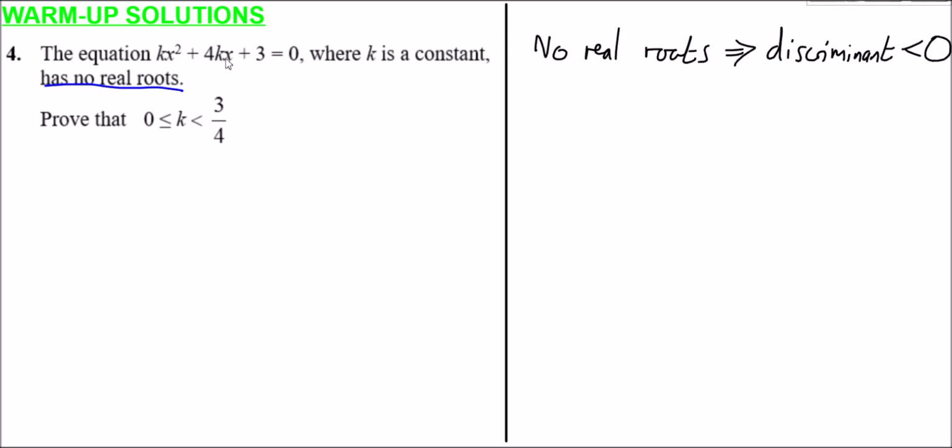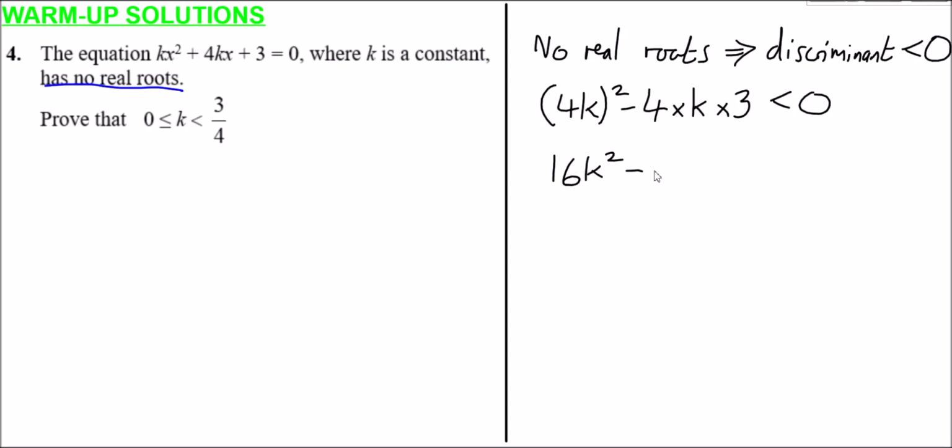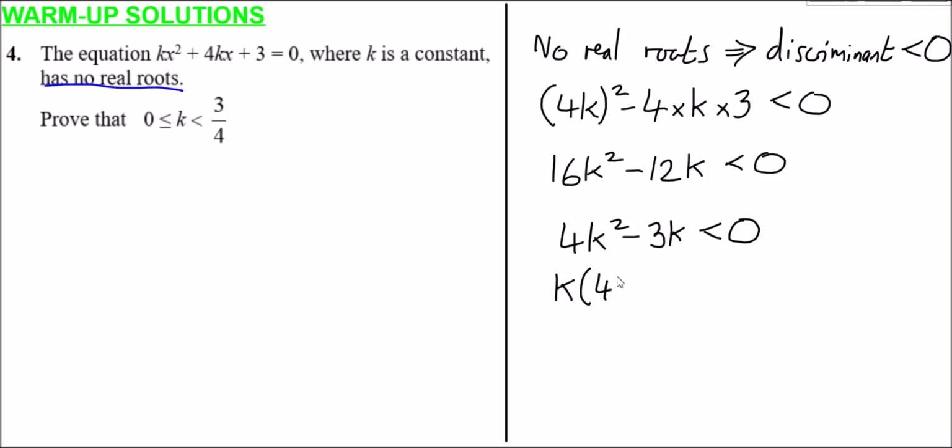And so this discriminant is going to be b squared, which in our case is (4k) all squared, minus 4 times the coefficient of x, which is k, times the constant term at the end, which is 3. All of that needs to be less than 0. So let's simplify this. (4k) all squared is 16k squared, and 4 times k times 3 gives us 12k. We don't have to, but what I'd suggest is, because we have a constant factor of 4, we can divide through all of this by 4, and we get 4k squared minus 3k is less than 0. Now let's factorise out the k. So we have k(4k minus 3) is less than 0.